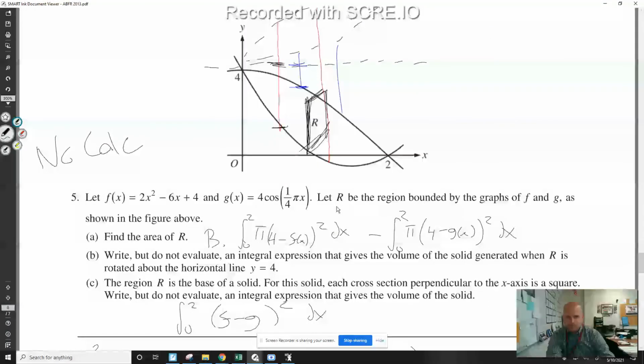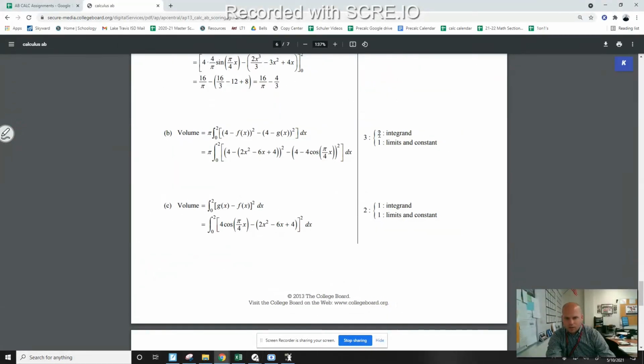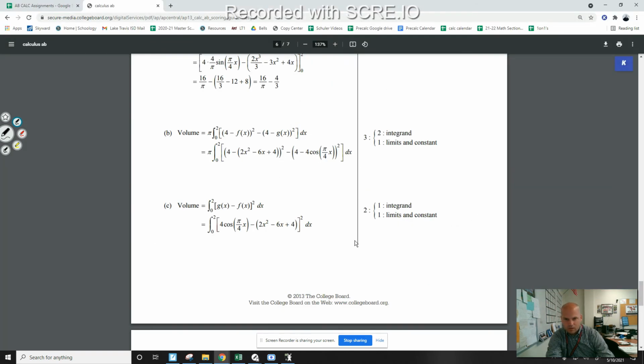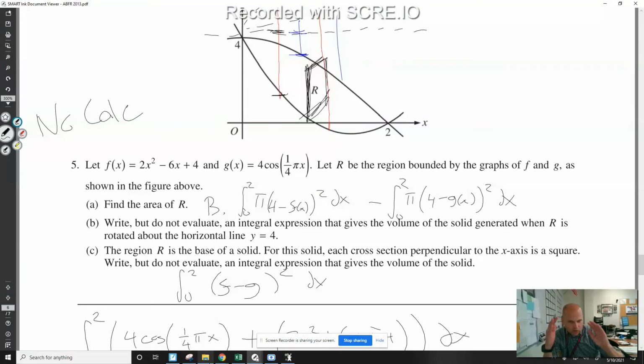Part B, 2 points for your integral and the stuff that goes in it. 1 point for the limits and the constant, the 4 minus. Good. 4 minus f squared, 4 minus g squared, 0 to 2. Doesn't matter if it's g minus f or f minus g because we're squaring it, but you know, just be careful. It's probably best to do g minus f.